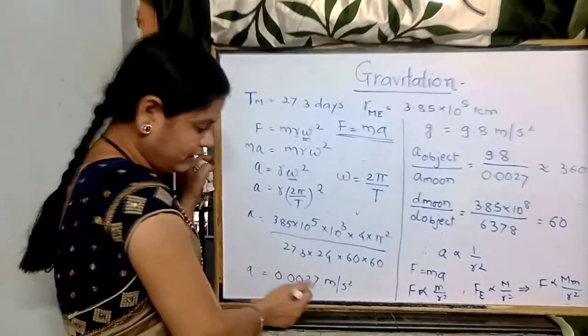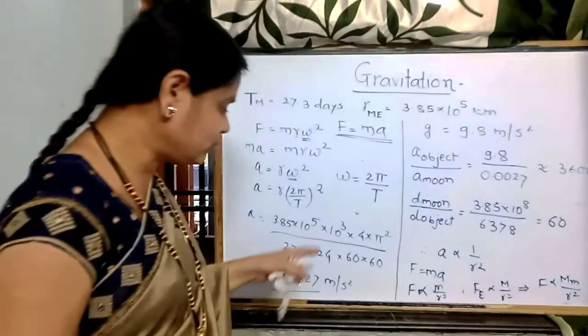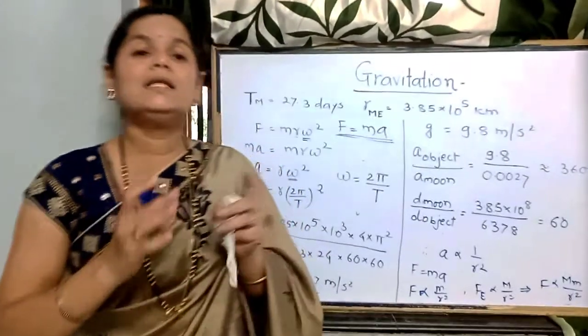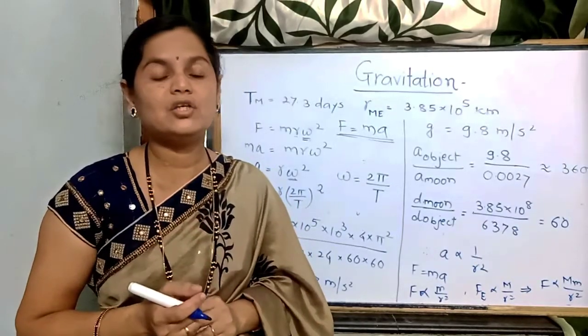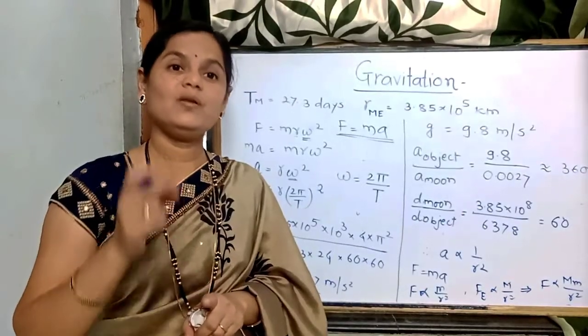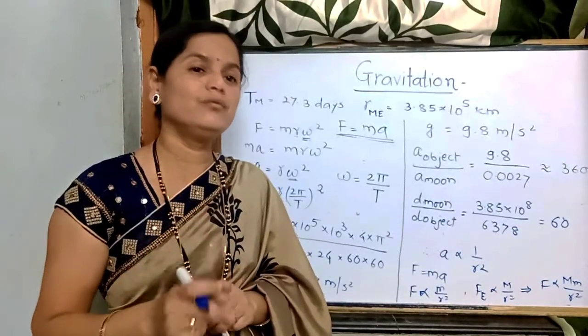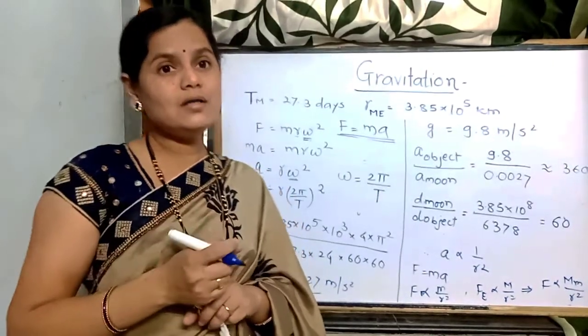What is the calculated value? It is 0.0027 meter per second square. Which acceleration is this? This is the acceleration of the moon with which it is revolving around the earth. What does it mean?